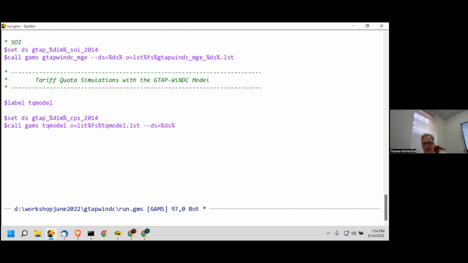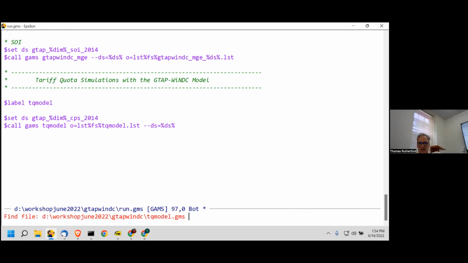So finally, for this workshop, I wanted to provide an operational illustration of an application with the model. And that's what this TQ model is, the tariff quota model. If you compare GTAP WiNDC MGE with the TQ model, that's the way I like to have one data set that checks the data consistency. That's the WiNDC. It's got a simple set of structures. And then there's another data set that may have additional features for the model.